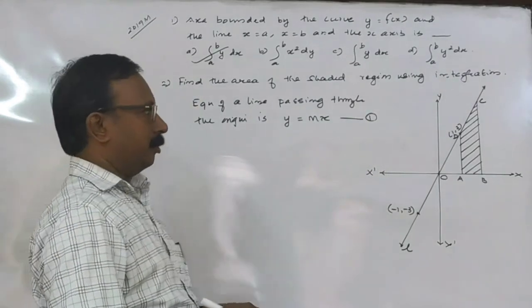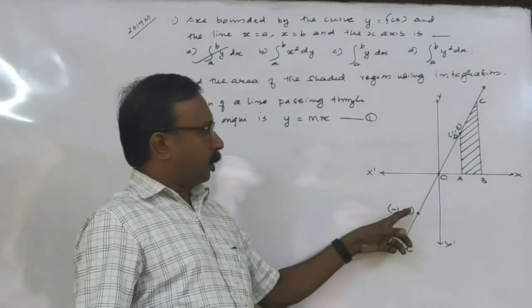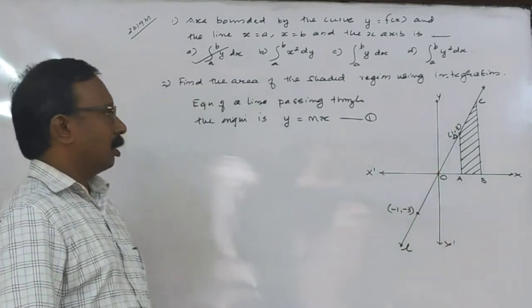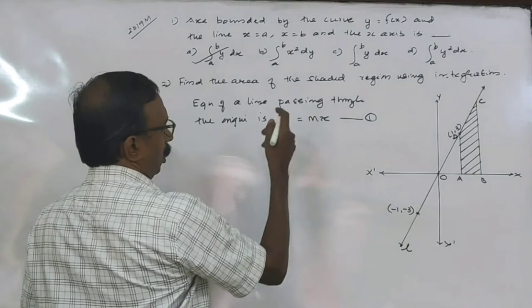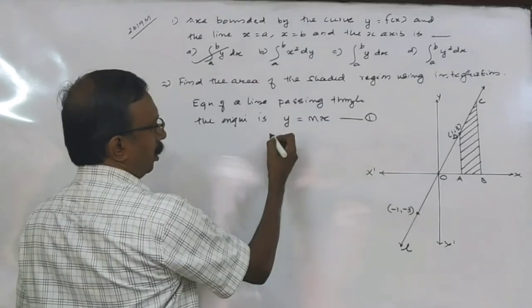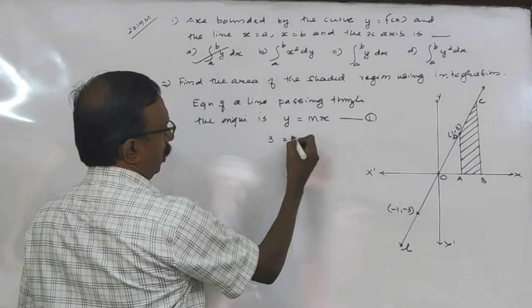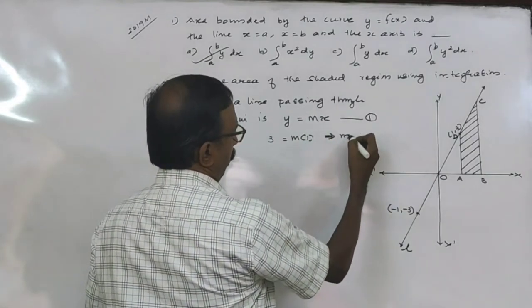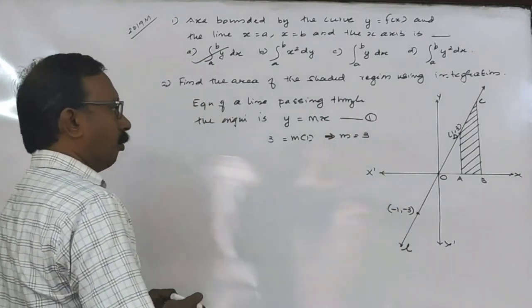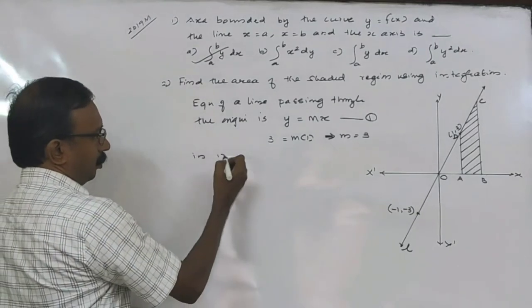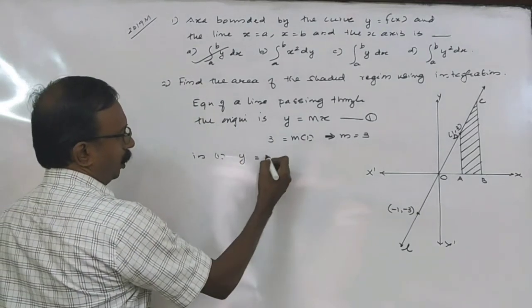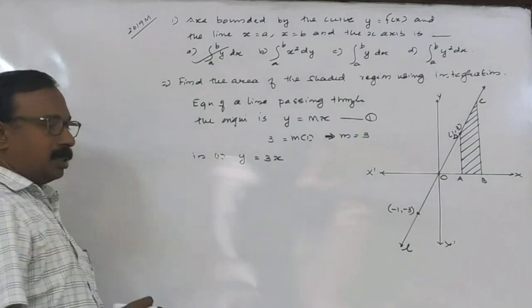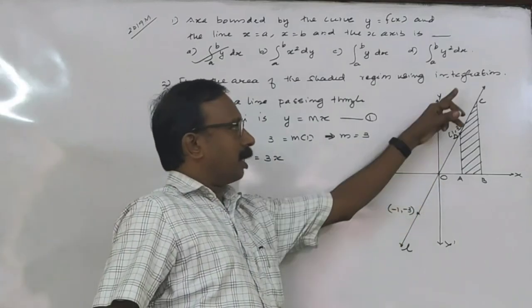Since the line passes through the points (-1, -3) and (1, 3), we put x = 1 and y = 3. So 3 = m into 1, which implies that m = 3. Putting this in the equation, we have y = 3x. This is the equation of this line.